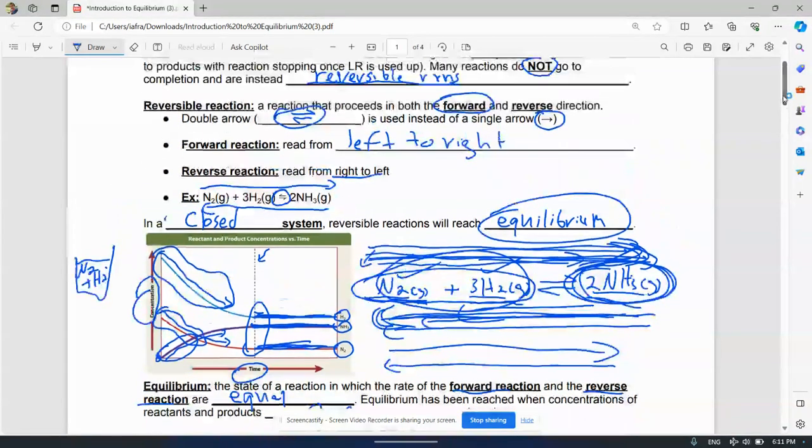And as long as you're in a closed system, if you have a reversible reaction with those double arrows there, that system should reach equilibrium at some point. So you're going to have that decline of reactant at first, that increase of product at first, but then eventually that concentration flatlines. And so when that concentration stops changing, that's when you know you've now reached the point of equilibrium.